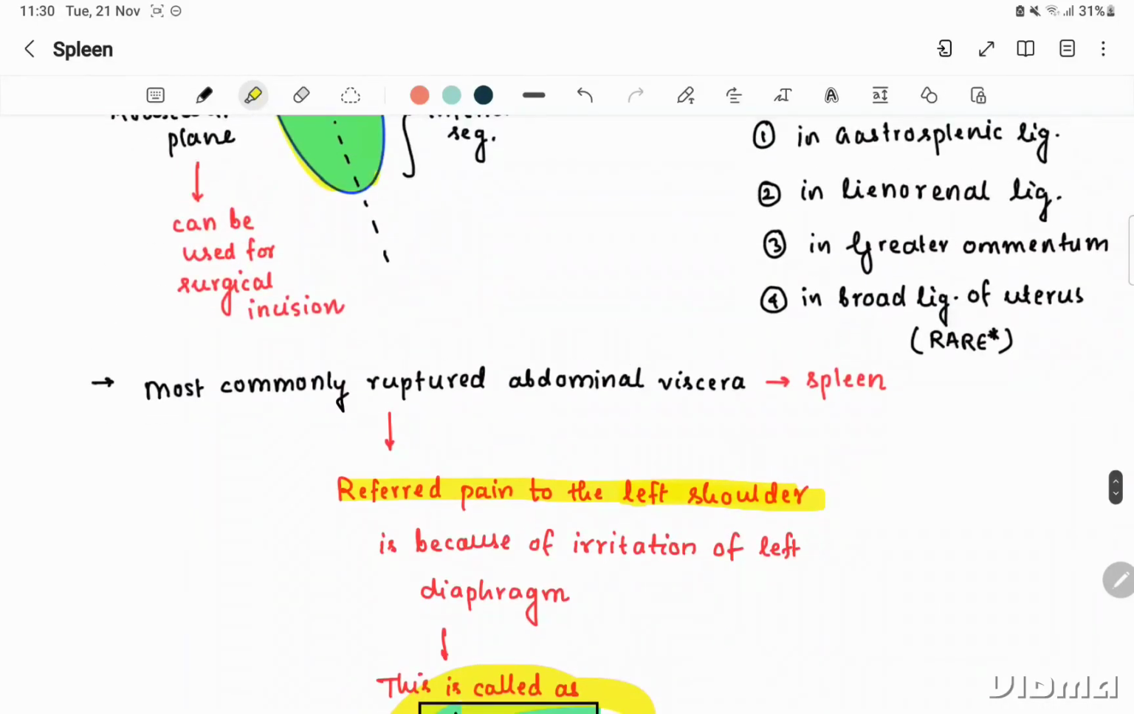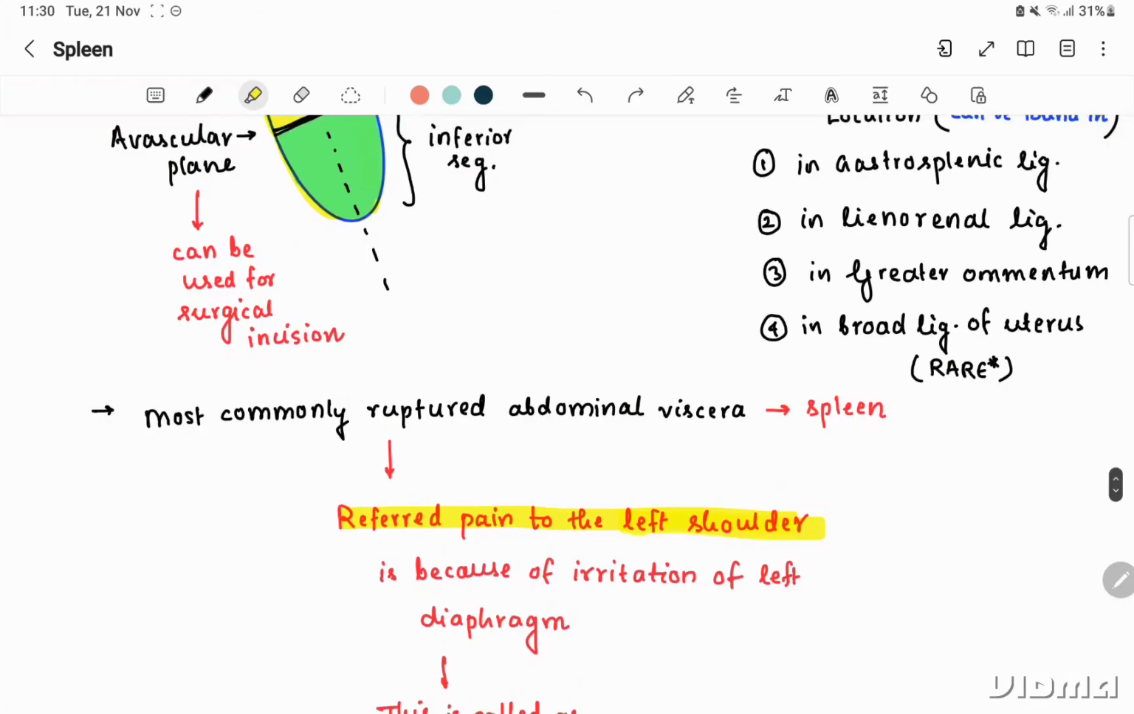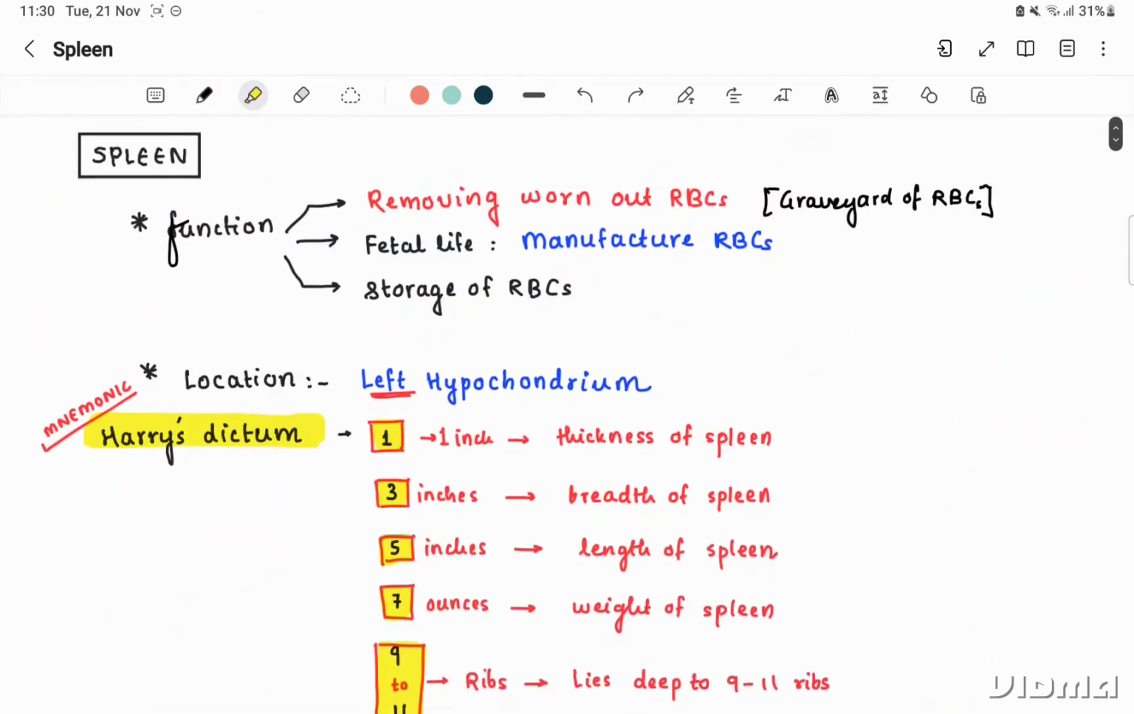So that completes your spleen. The spleen is a short topic, but it is important. Just revise the notes. Let's move on to the next part.